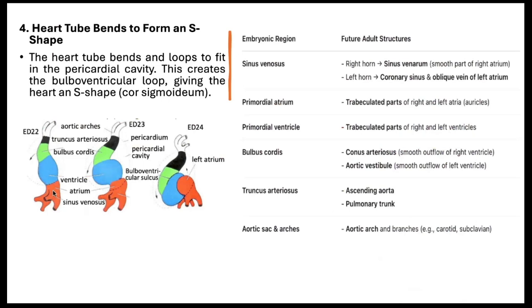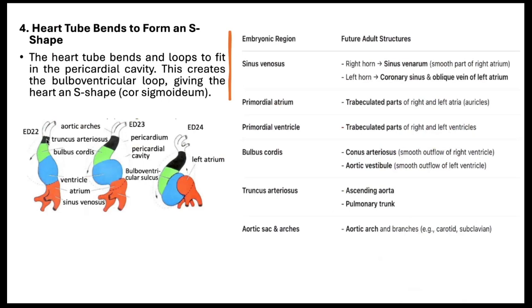And this one is in charge of forming all the trabeculated and the rough parts of the right and the left atria. Above this, we have the primordial of the ventricle, and this forms the trabeculated and the rough parts of the right and left ventricles. Then in the green structure over here, this one is called the bulbus cordis, and it results in the formation of two structures, the conus arteriosus, which is basically the outflow tract of the right ventricle, and also the aortic vestibule, which is the outflow tract of the left ventricle.